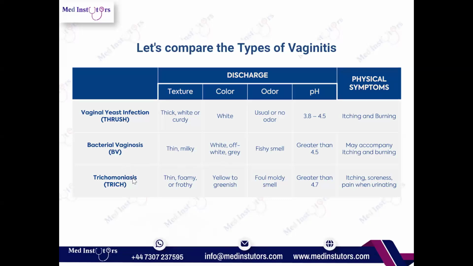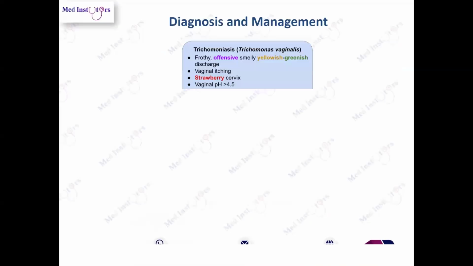When we talk about trichomoniasis, it is parasitic. What is the classical point? Yes, the pH is increased in both bacterial vaginosis and trichomoniasis. The difference you can compare by the color of discharge, or if that is not there, then you can compare it with the odor, because one is with fishy smell and the other one is foul, moldy smell. And yes, there is another high yield point, which is strawberry cervix. So this is all about vaginitis.